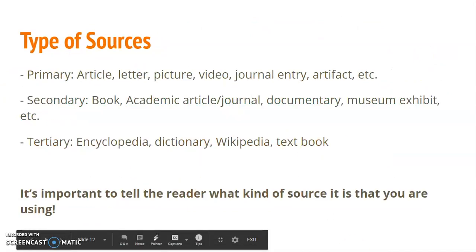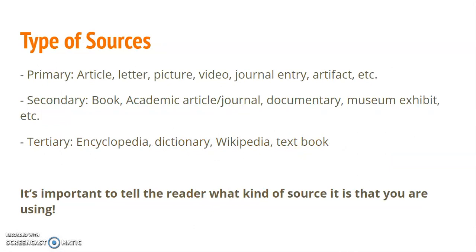Now, more specifically, the types of sources are another important part of this. We know that primary sources can be a few different things. They can be articles, letters, pictures, videos, journal entries, artifacts, etc. All of those different things can be considered a primary source. For secondary sources, we're looking at books, academic articles, academic journals, documentaries, museum exhibits, etc. And tertiary sources you'll know because they are encyclopedia entries, dictionary entries, Wikipedia, textbooks. Those are tertiary sources.